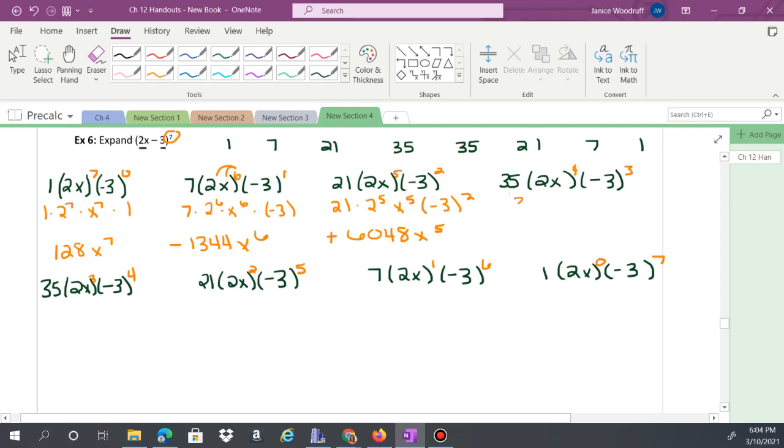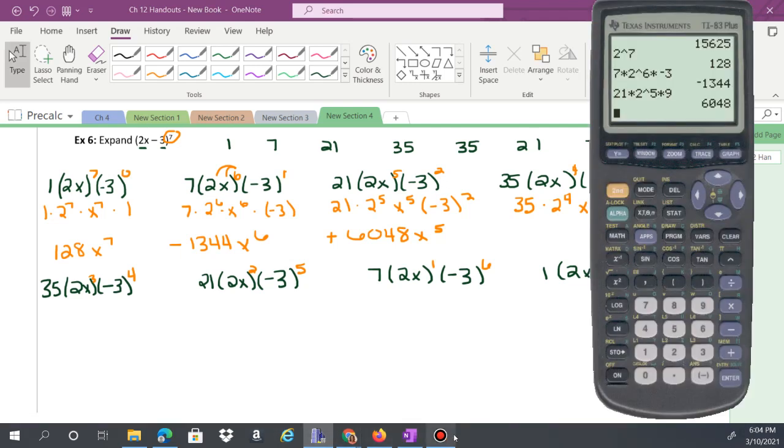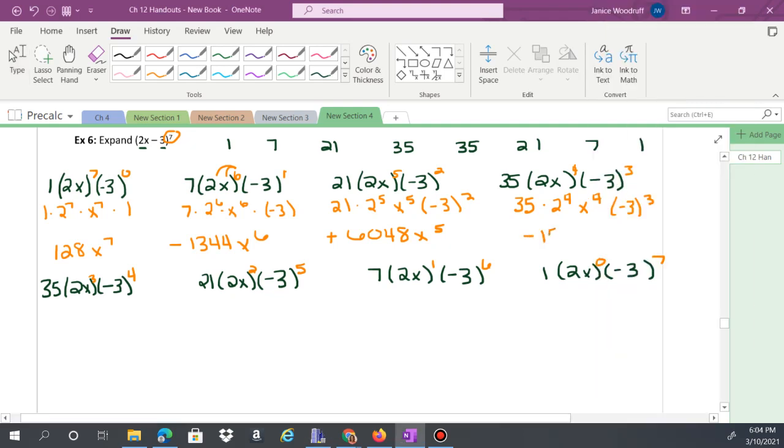Then we got 35 times 2 to the 4th, x to the 4th, negative 3 cubed. So 35 times 2 to the 4th times negative 3 cubed. So negative 15,120. And then x to the 4th.